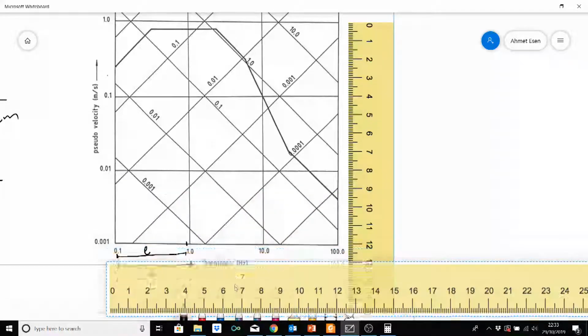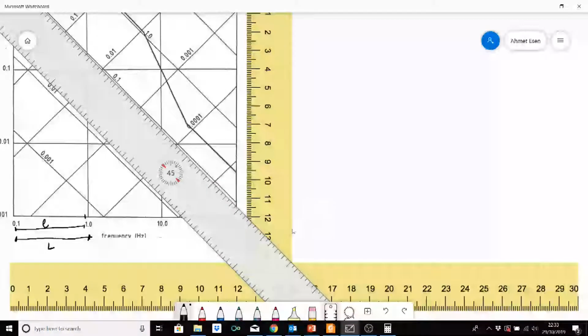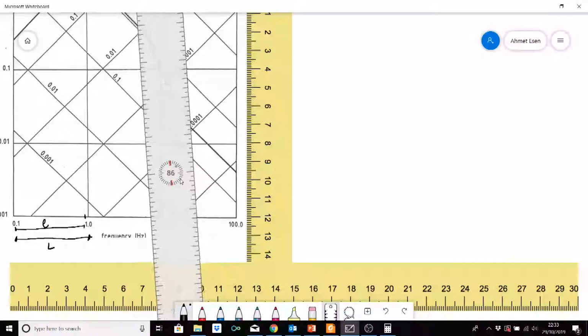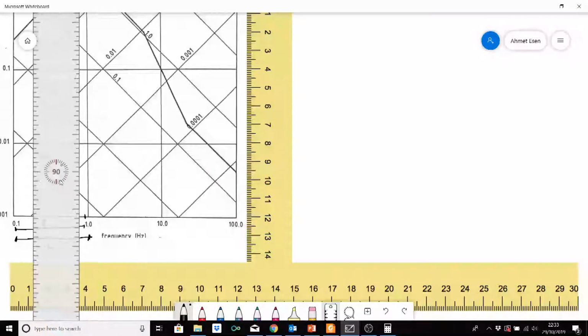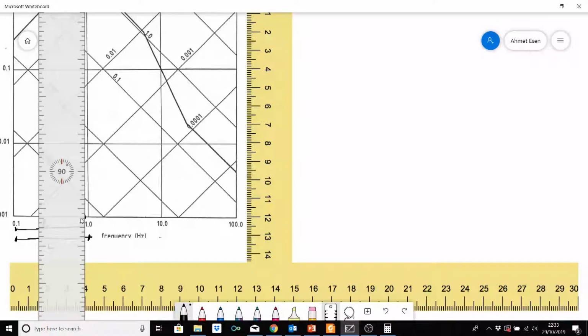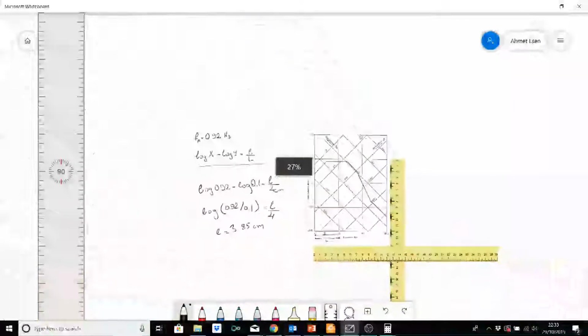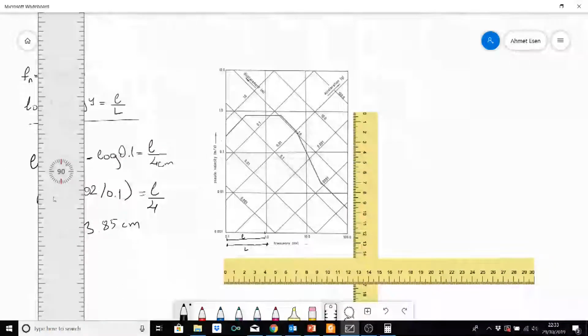Let's put the ruler away. Now I will use this to draw a perpendicular line from this point. Now I found this point from here to my spectra, my design spectra.